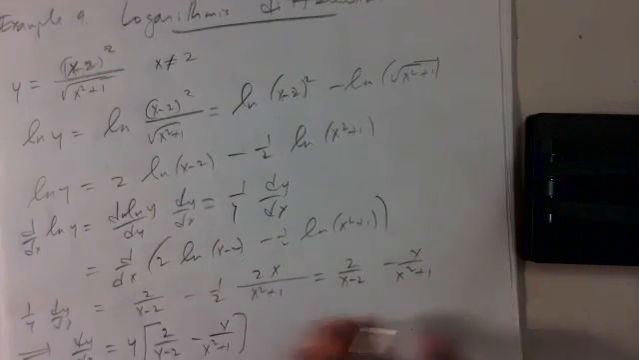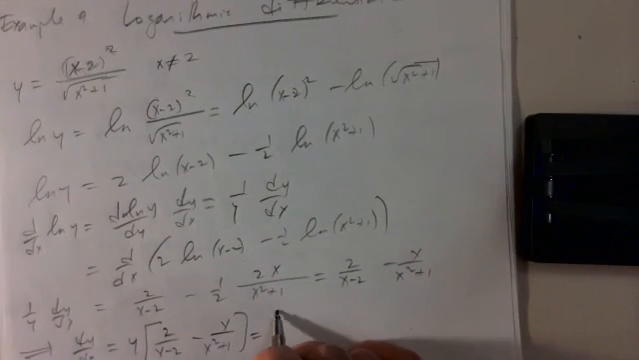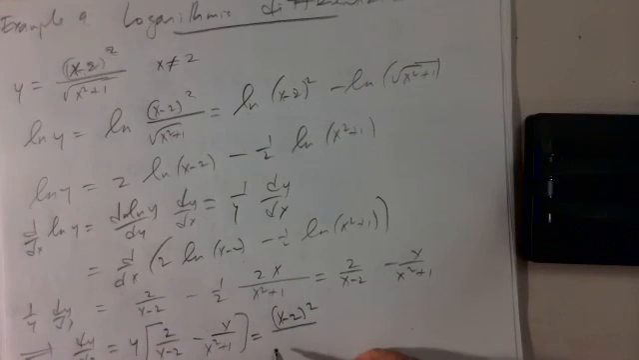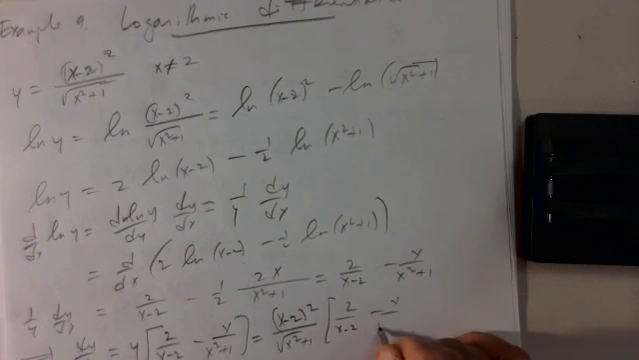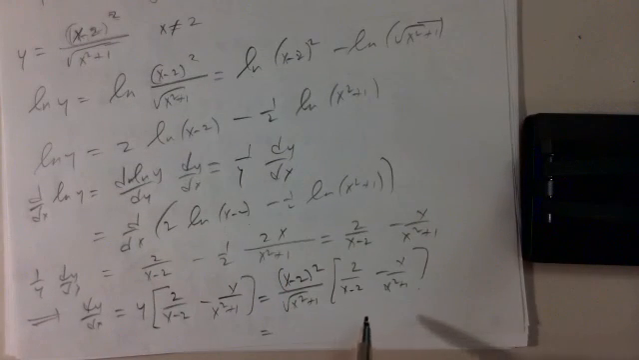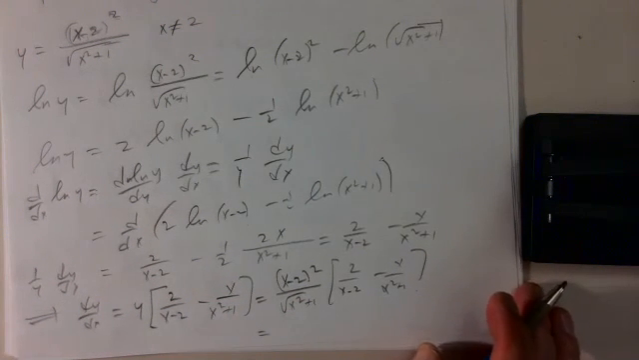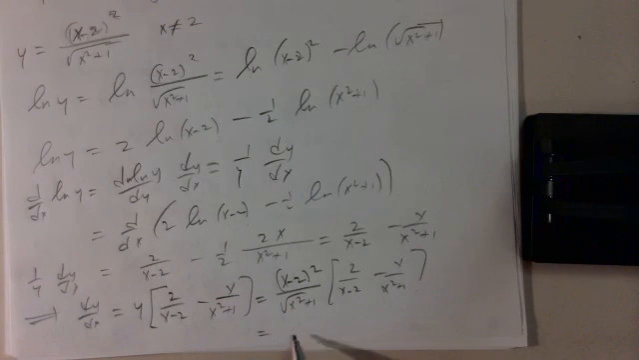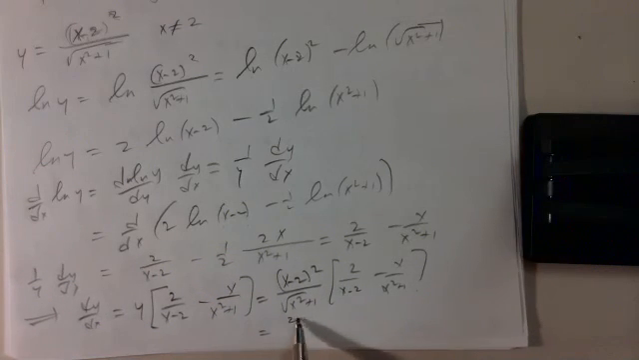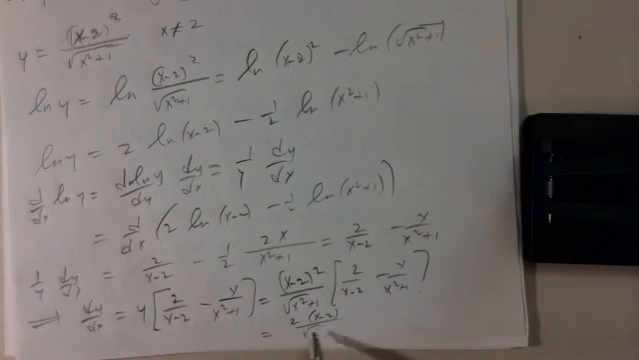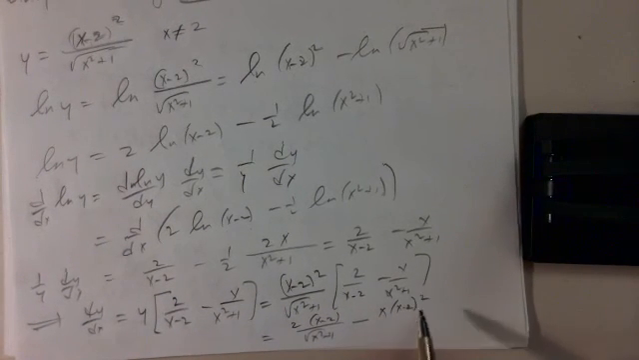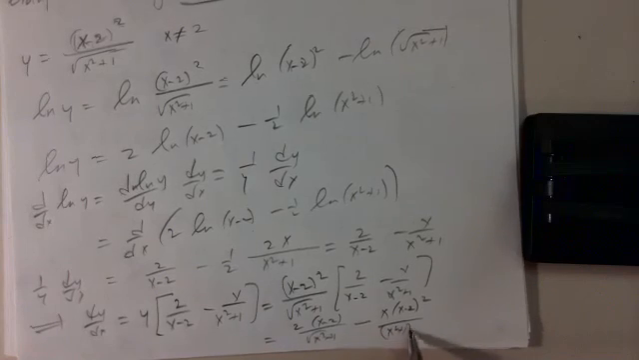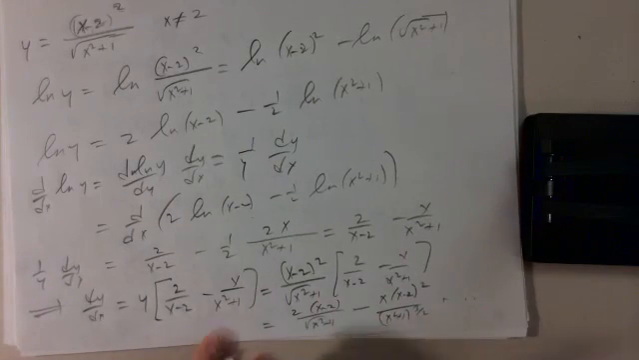And I can simplify this if I like, because y is equal to x minus 2 squared over the square root of x squared plus 1 times 2 over x minus 2 minus x over x squared plus 1. So what I get is 2 times x minus 2 over the square root of x squared plus 1 minus x times x minus 2 squared over x squared plus 1 to the 3/2. And I can simplify it a little bit more if I like.